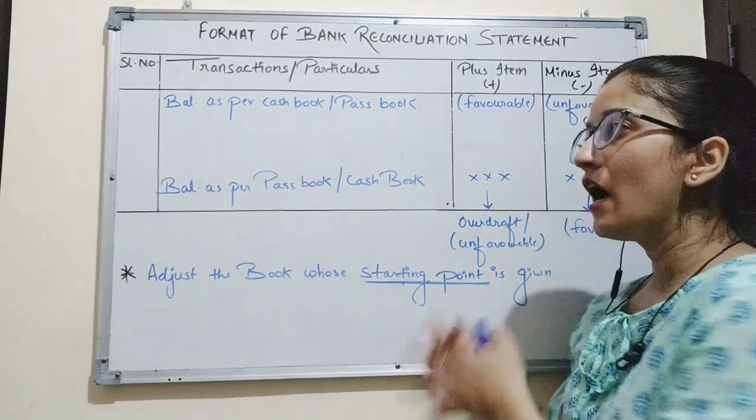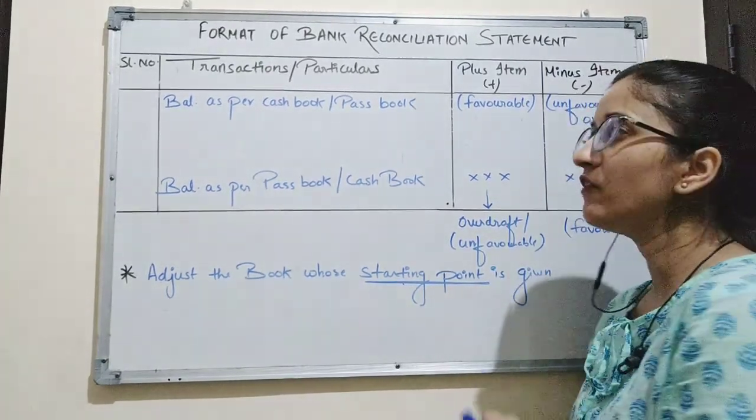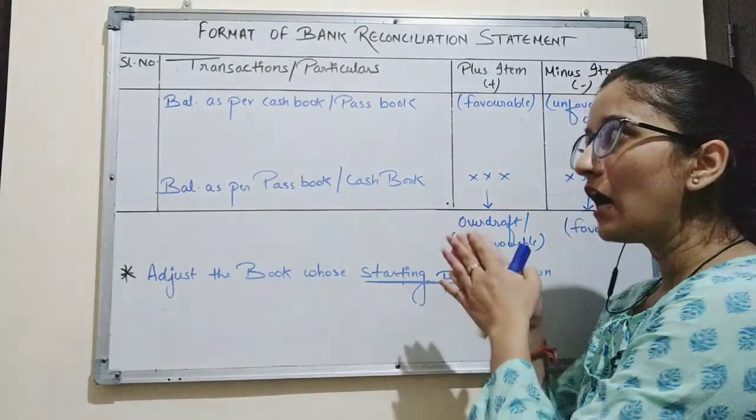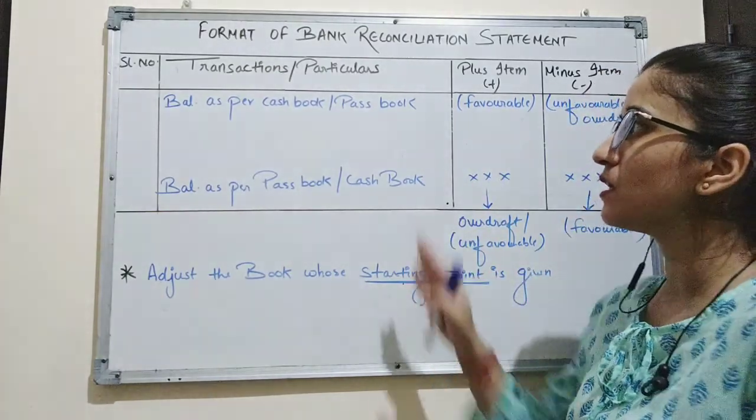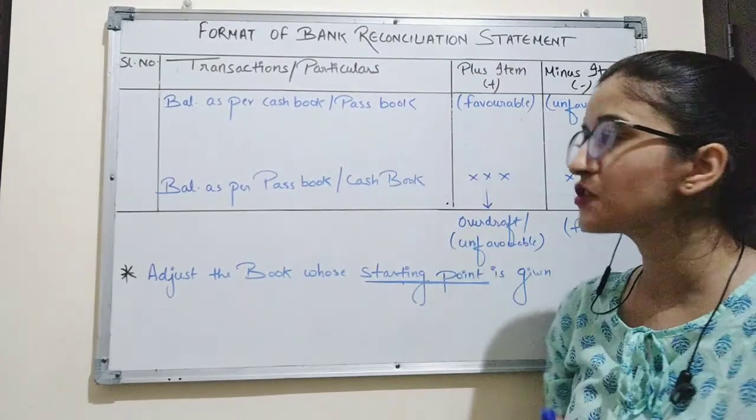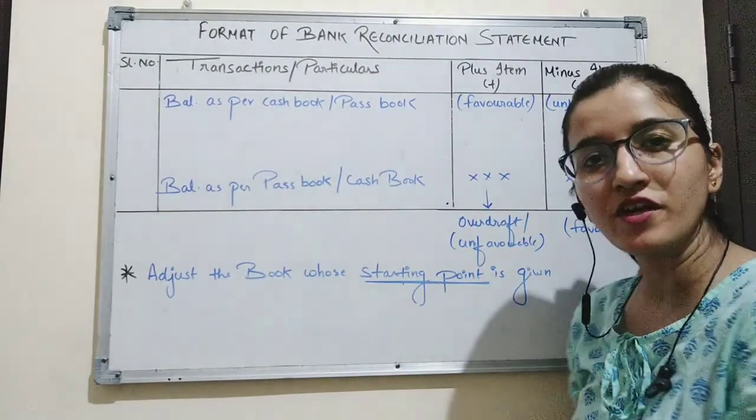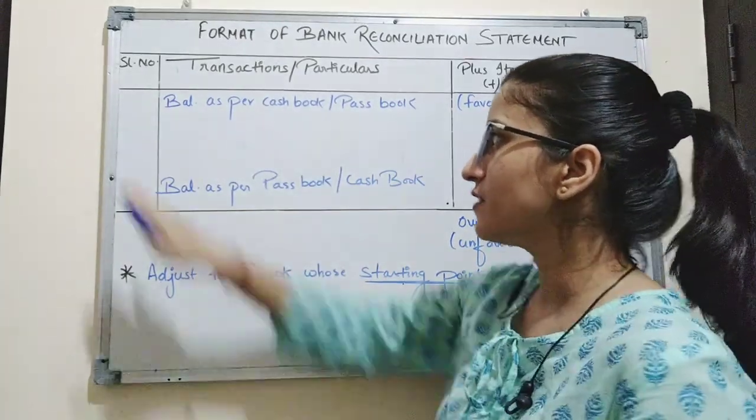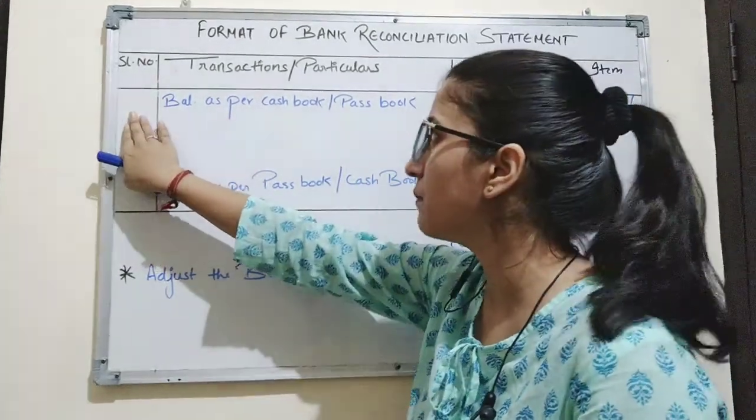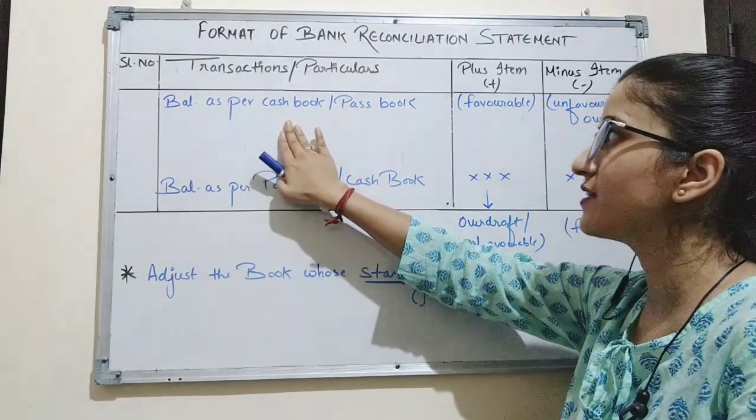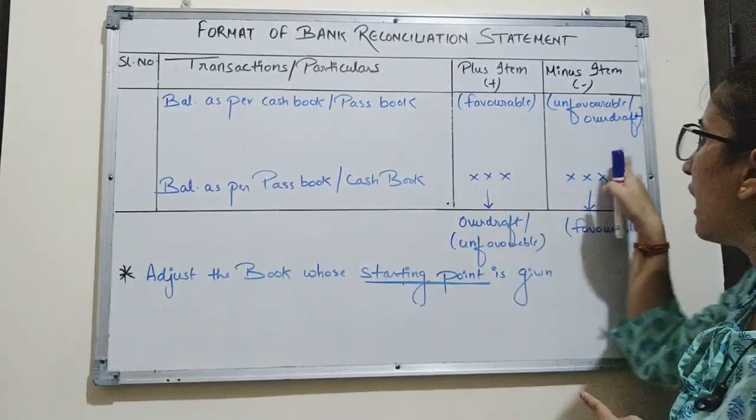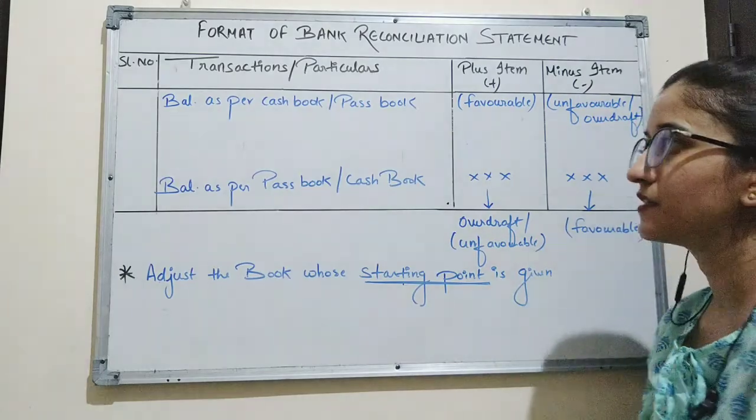Hello everyone. In the previous session, we learned about the concept of bank reconciliation statement. Now in this session, we'll be discussing the format of bank reconciliation statement and we'll solve some questions based on BRS. The format of BRS is: the first column is the serial number, the second is transactions or particulars, the third is plus item and the fourth column is minus item.